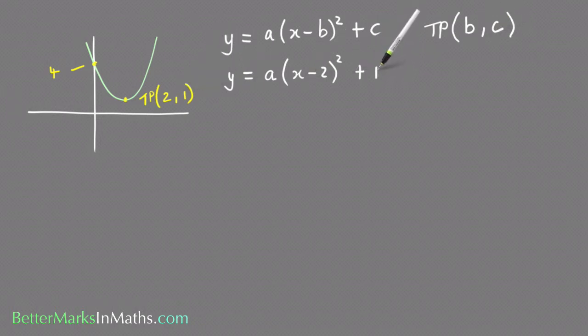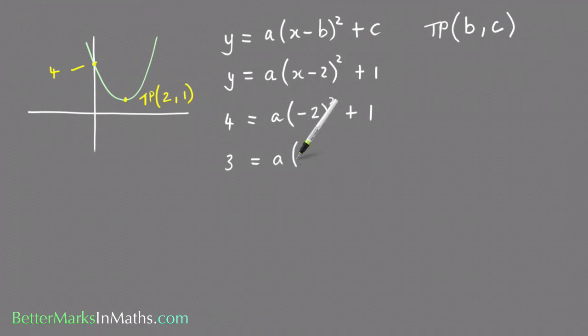And then from there what you have to do is sub in the y value of 4 when x is 0, that being the y-intercept, so y is 4 when x is 0, and then use that to find the value of a. So x is 0, that bracket becomes minus 2 squared plus 1. So minusing the 1 from the 4, you end up with 3 equals a bracket, and then minus 2 squared is positive 4. And then dividing both sides by 4, you end up with a equals 3/4.